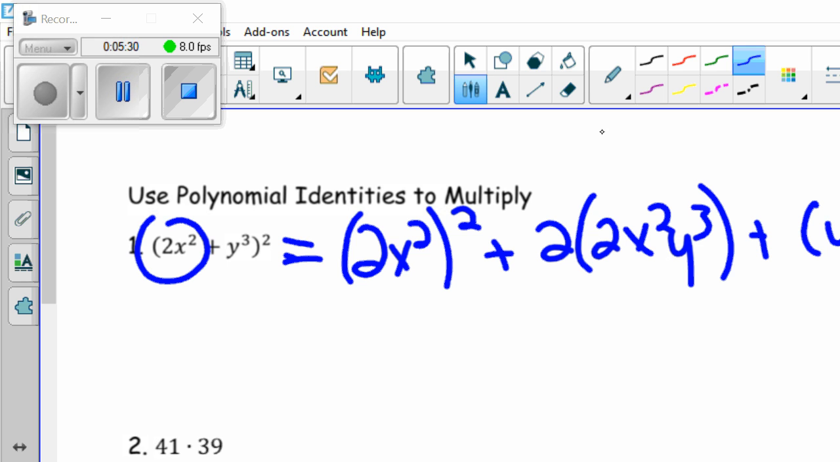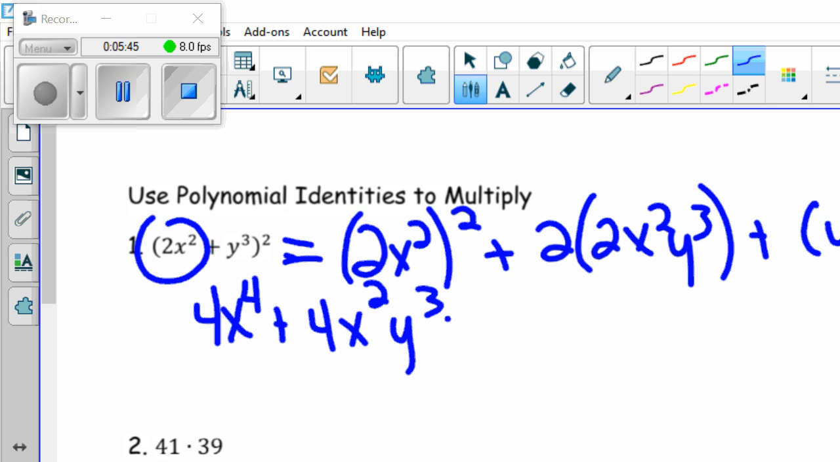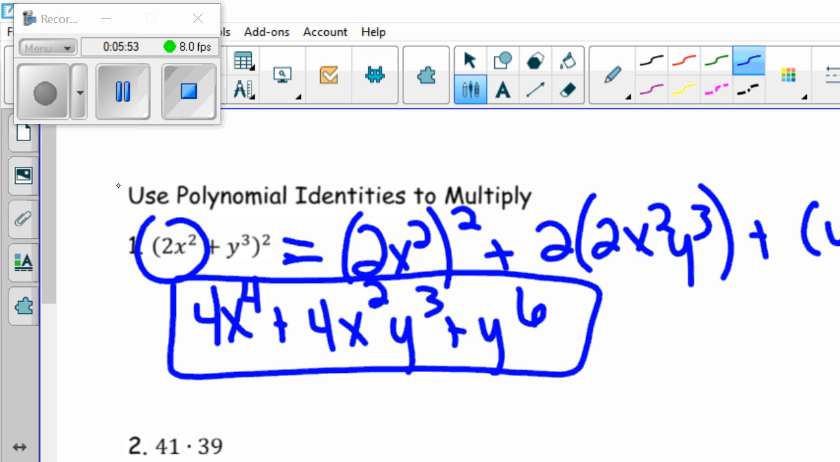So now I want to work this out. So 2x squared squared, I have to square both of them. So 2 squared gets me 4. X squared squared, remember power to power, I multiply my exponents. X to the 4th. Plus 4x squared y cubed plus y cubed squared, multiply my exponents, y to the 6th. Nothing to combine, no like terms, there's my answer.